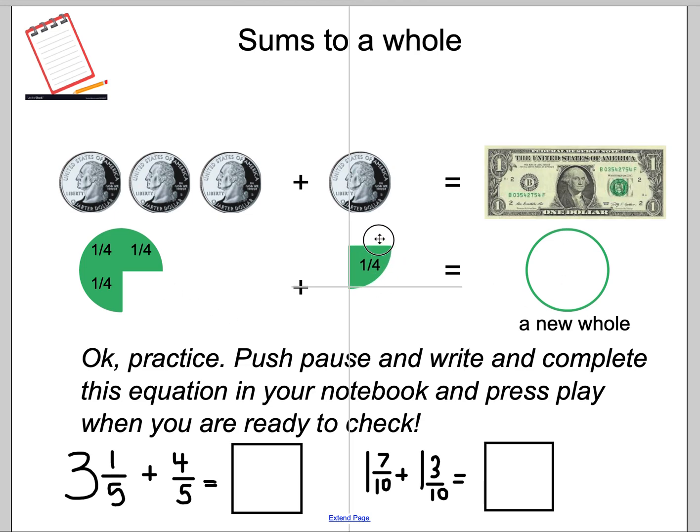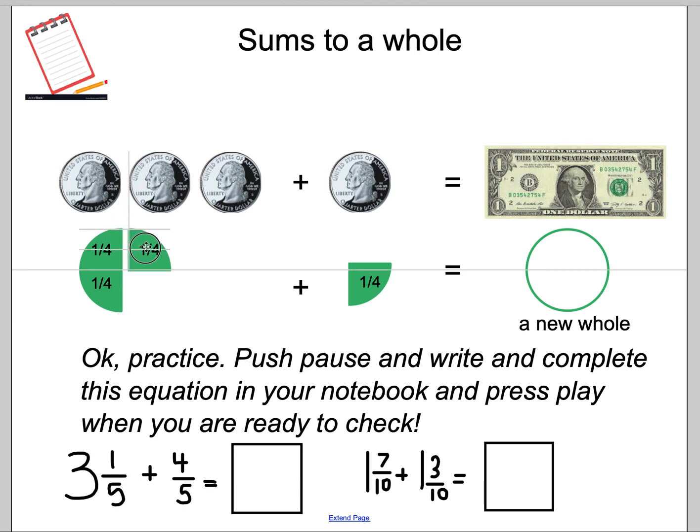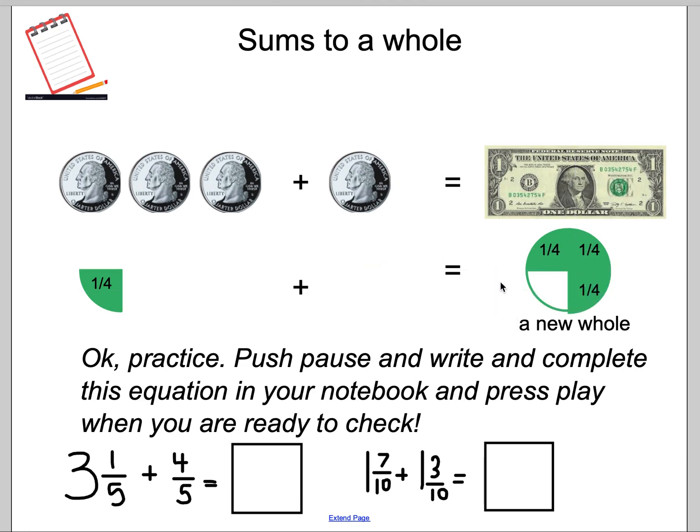We can also prove that by working with fractions here. Here's a model where we have 1/4 plus 3/4. And so if I fill in the whole, here we can prove that 3/4 plus that extra fourth gets us a whole. So push pause and write and complete these equations in your notebook and press play when you're ready to check in with these.